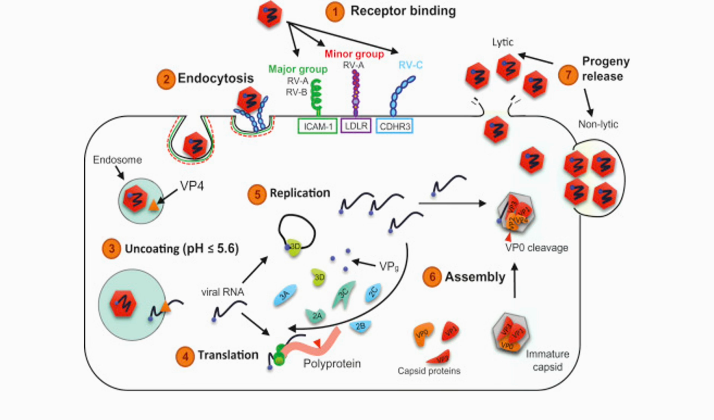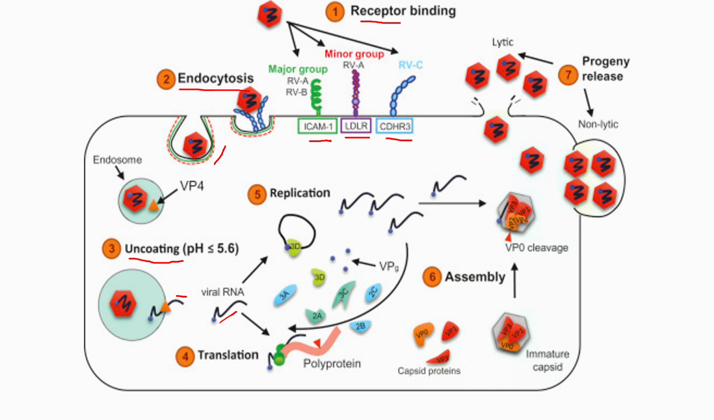Pathogenesis of rhinovirus. Rhinovirus, with the help of VP1 protein, binds to the receptors present on host cell. These receptors are ICAM1, intercellular adhesion molecule 1, LDLR, low density lipoprotein receptor, and CDHR3, cadherin related family member 3. After adhesion of the virus to the host cell, receptor mediated endocytosis occurs. Endosome internalizes the virus. Low pH of endosome triggers conformational changes and VP4 is released, followed by membrane pore formation and translocation of virus RNA into the cytoplasm.